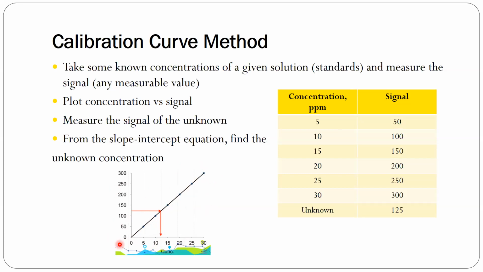Sa graph na nakita mo dito ngayon, wala siyang y-intercept. So y equals mx lang. So you determine the slope, determine the y-intercept, and from that, you will be able to write the equation. Or usually, actually, nung sa Excel plot, bibigyan niya na sa'yo yung equation of the line. So from the equation of the line, y equals mx plus b, since alam mo si m, alam mo si b, alam mo si y kasi yun yung signal, makukompute mo si x, which is the corresponding concentration.